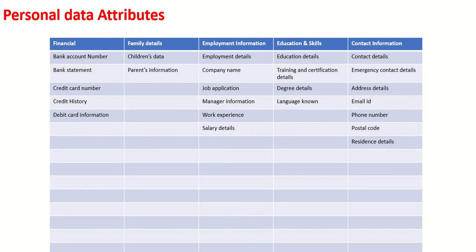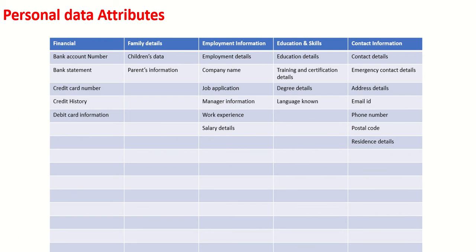Next is your financial information. This includes bank account number and bank statement, because sometimes when you join an organization, they collect the bank account number and bank statement, and sometimes your credit card number and credit history. Organizations also collect your credit-related information at the time of background verification. This is also personal data, and your debit card information is also personal data.